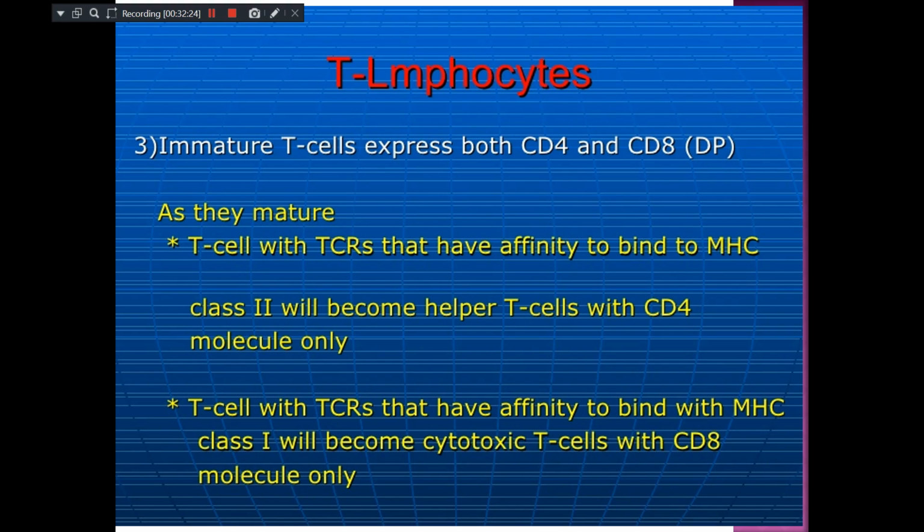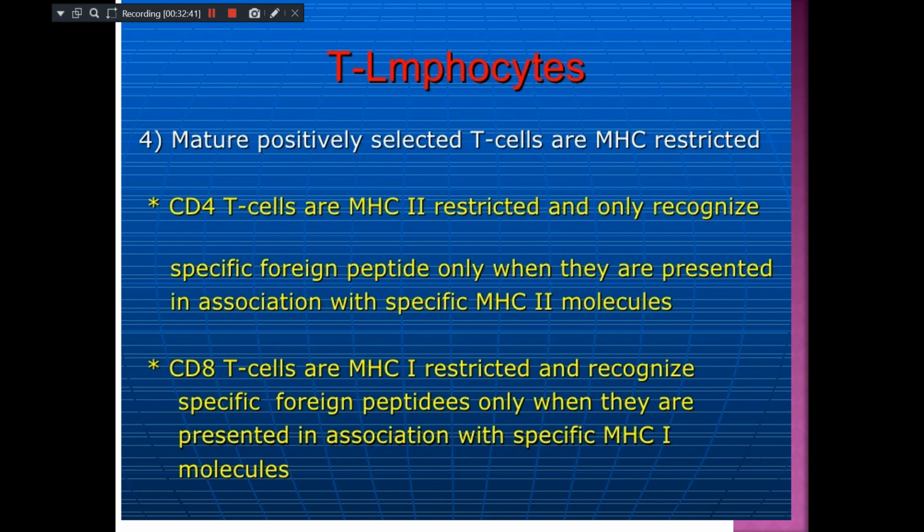whereas CD8 cells have the affinity to bind with MHC class 1. If they have affinity for MHC class 2, they will develop into CD4 cells. If they have affinity to bind with MHC class 1, they will become cytotoxic T cells with CD8 molecules only. When they mature, the positively selected T cells are MHC restricted. All mature T cells do not show affinity for these major histocompatibility proteins.